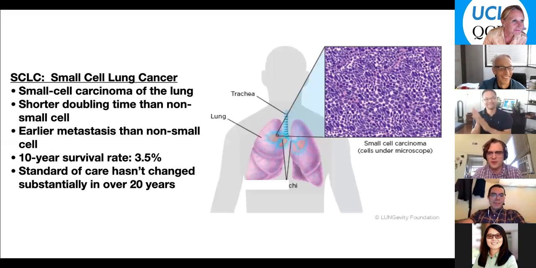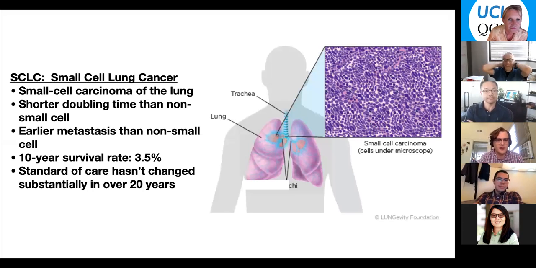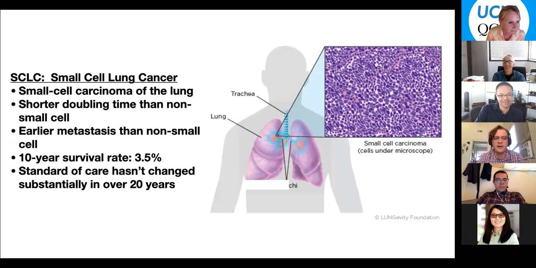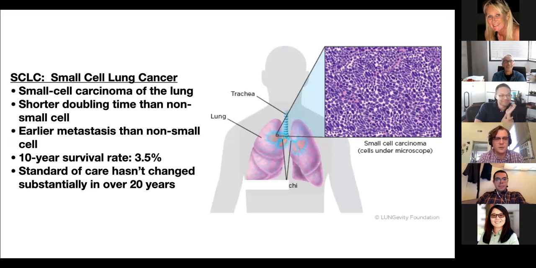So basically what I want to do today is share with you some results from our analysis of single cell RNA sequencing of small cell lung cancer. To give you some context, small cell lung cancer is a very lethal disease. It's the worst type of lung cancer you can have, and the reason is that it has a shorter doubling time than non-small cell cancers.